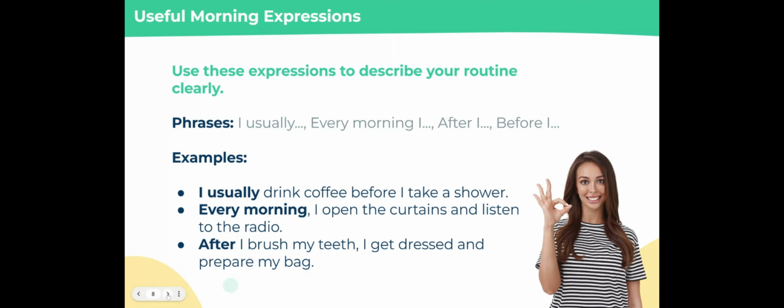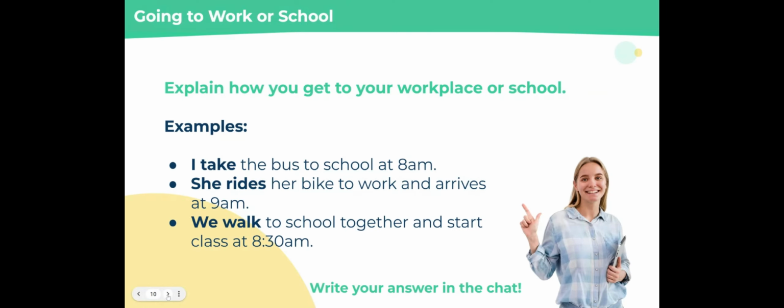Okay, so those are some useful morning expressions. Well, let's move on to noon or midday. So the noon routine, either at work or at school. So going to work or school. Explain how you get to your workplace or school. Examples. I take the bus to school at 8 a.m.